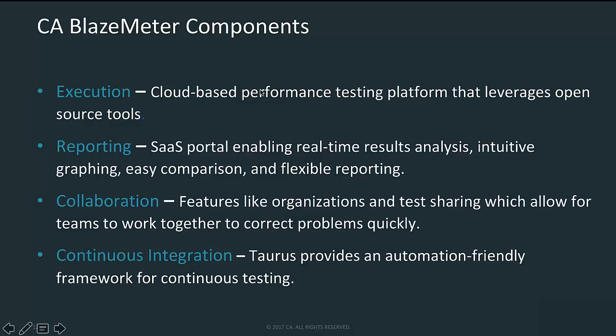Collaboration. So there's features like organizations and test sharing which allow you to work together and correct problems quickly, and also to keep the list of tests limited to the team that is likely to be working on it. So you're not all in one big huge list, but there's projects and then there's also work groups. So you have flexibility in controlling who has access to the system and whether they can create tests or merely view the results. And then continuous integration.